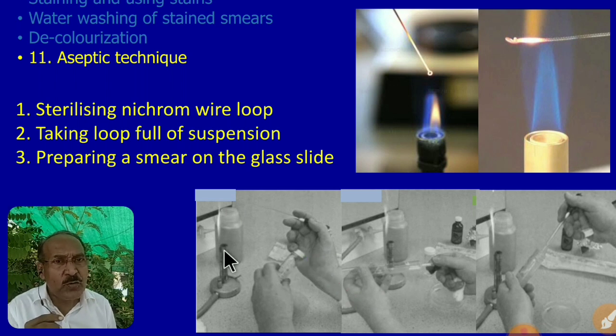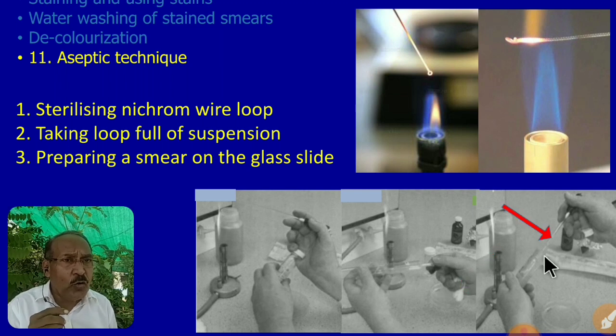And all this technique has to be done in the presence of a burner. When the fire is put on to this burner, doing this in the area of a burner is taking a loopful of suspension, doing it aseptically. Now once you take this cotton plug, it will be available in the gap in between the small finger and the palm, and then this is a wire loop.